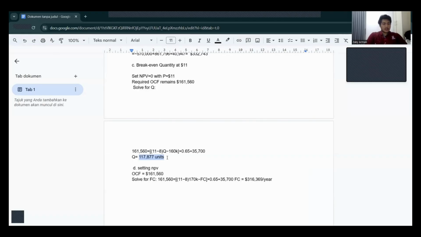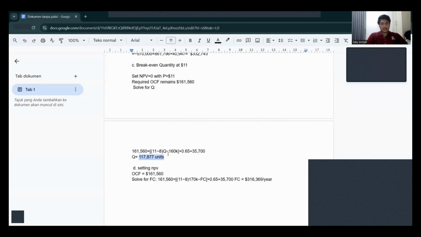And so what we can conclude from this answer is the sales can drop by 30.7%, from 170,000 to 117,177, before the loss of the project happens.